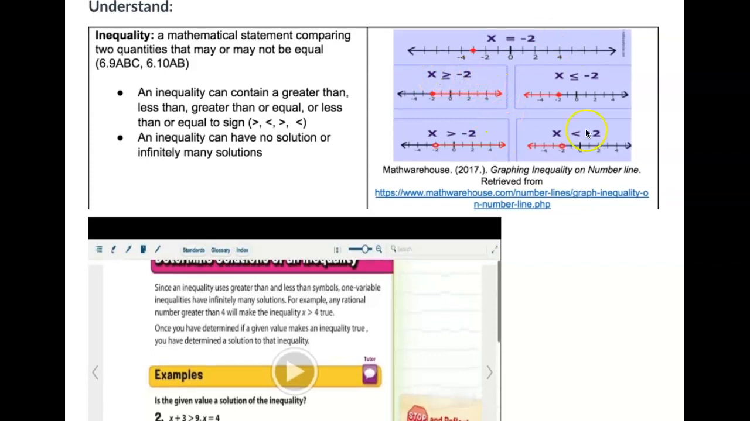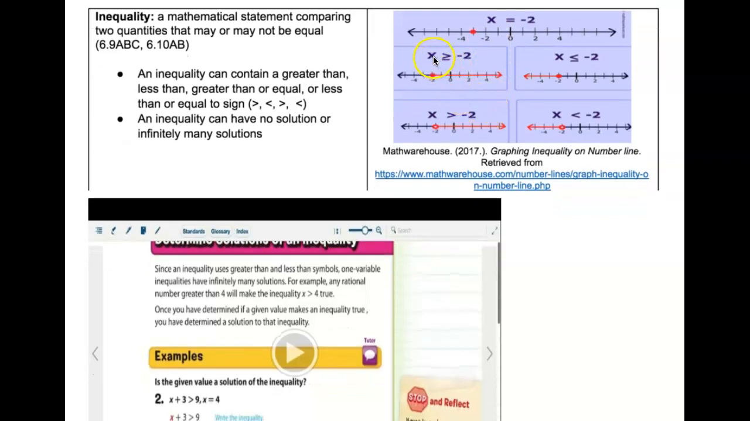So if you look over here at this picture, if you have an equation, x is equal to -2, well then the only answer is -2. That's it. But if you have x is greater than or equal to -2, then -2 could be an answer, but then everything else that's greater than -2 is also a possible answer. Same thing for x being less than or equal to -2. -2 is a possible answer, but so is anything else that's less than -2.